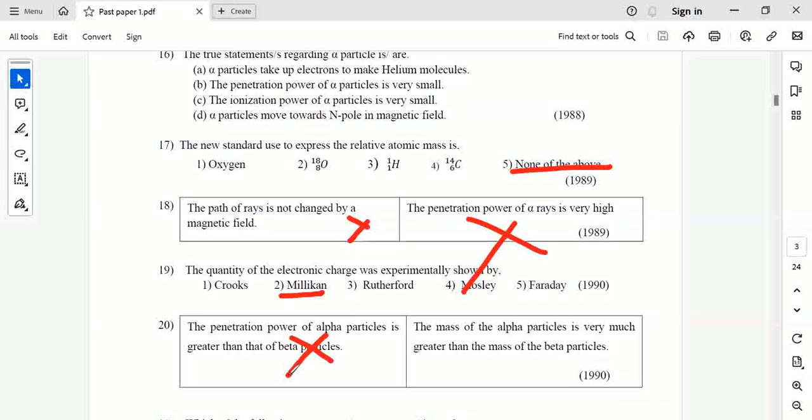We know that penetration power order is highest in gamma, then beta, then alpha. Alpha has the highest ionization, but not the penetration power. The mass of an alpha particle is very much greater than the mass of beta particles. Yes, it is true. So the answer should be 4. Okay, we have done up to question 20, so let's discuss the rest.